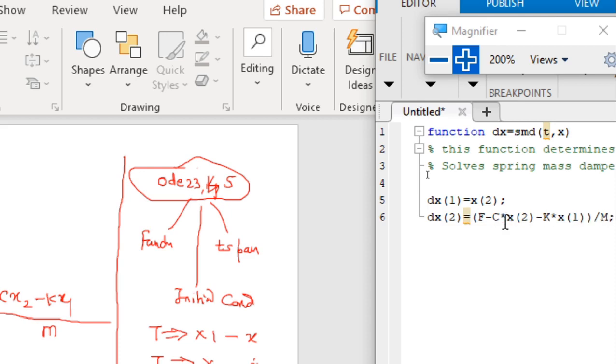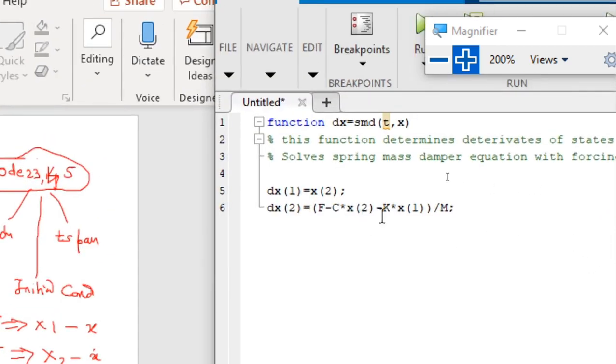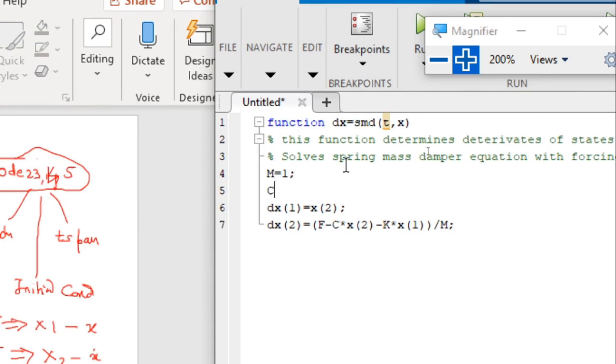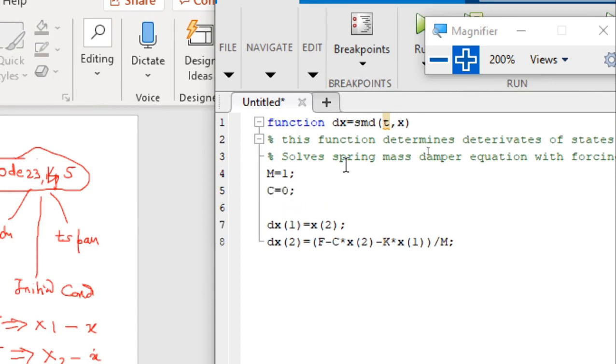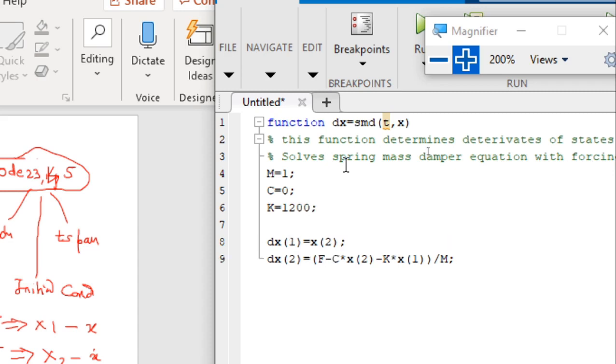In this case, we have not defined the C, K, M parameters, so I need to write C, K, M here. First of all, I will assume M is equal to 1 kg mass. C, I will assume zero friction, zero damping. Then I will take K as 1200 Newton per mm or something.